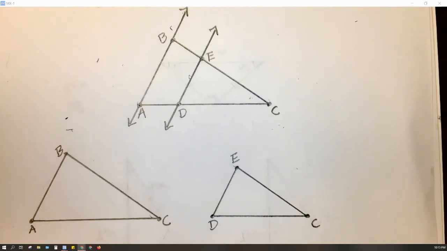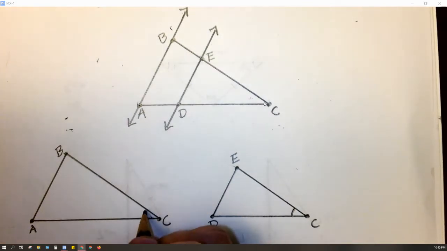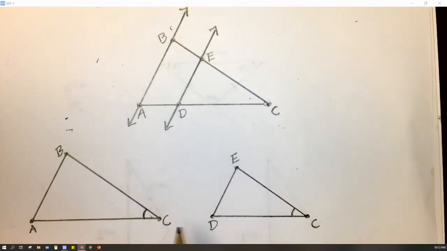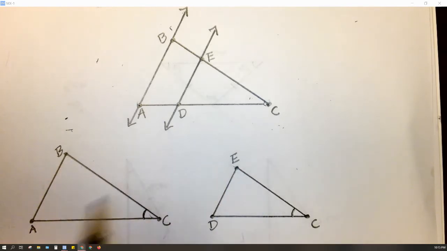So what I've done here is I've redrawn the diagram just so we can see it a little bit more clearly. Now, angle C right here is in both triangles. So we have this angle from triangle DEC and this angle from triangle ABC that match up because they're both the same angle. They're both angle C, so they're obviously both the same measure. Now, we have to match up one other pair of angles, either B to E or A to D. How do we know that either B is congruent to E or that A is congruent to D?